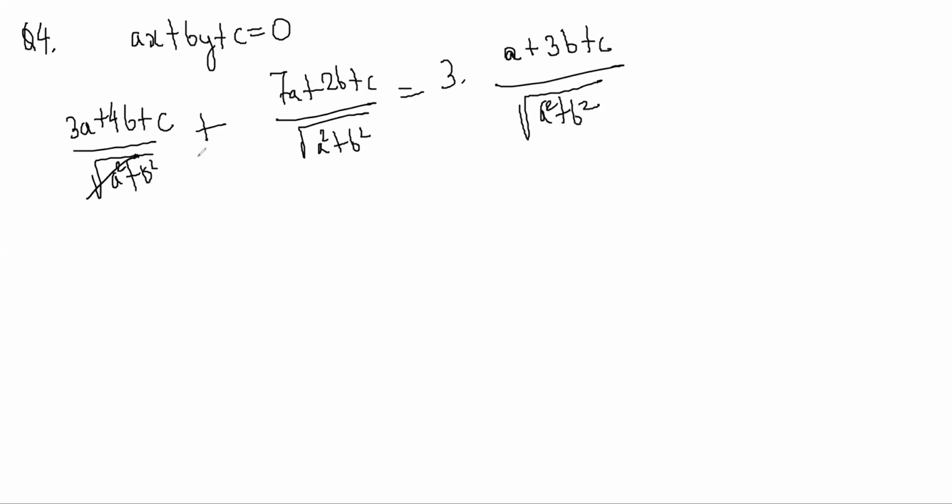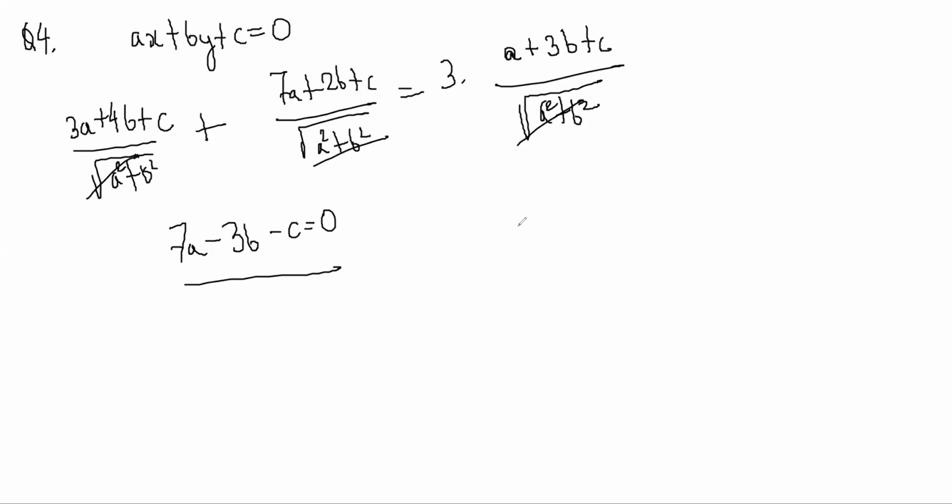So you are getting an equation. You're getting 3 plus 7, 10a minus 3a, so 7a. Then you're getting minus 3b, and then minus c is equal to 0. This is the condition that comes out from that original statement. Now you have to prove that the straight line always passes through a fixed point.